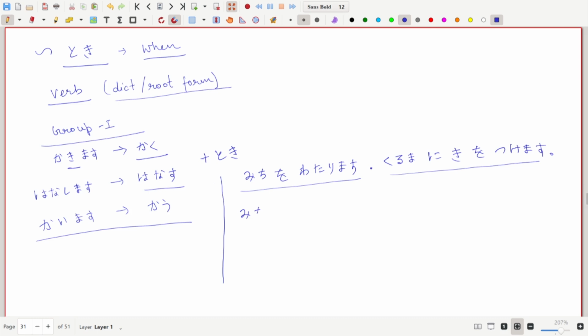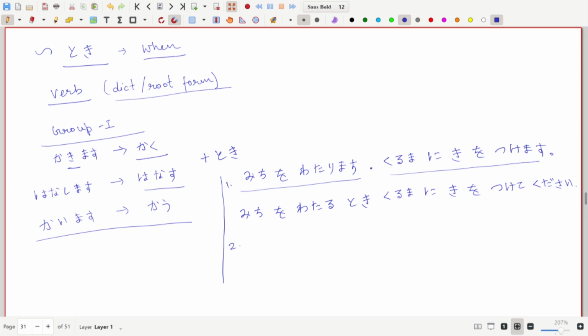So michi o watarimasu will change into wataru. Michi o wataru toki kuruma ni ki o tsukete kudasai. Michi o wataru toki kuruma ni ki o tsukete kudasai.